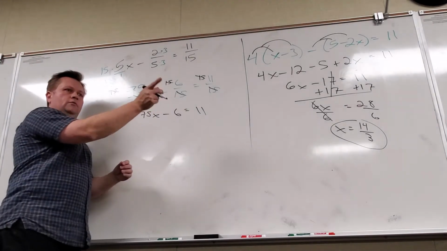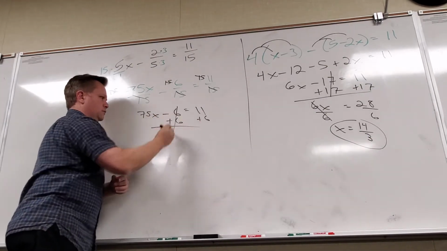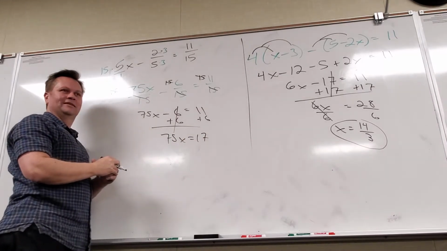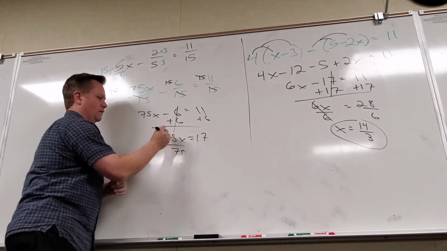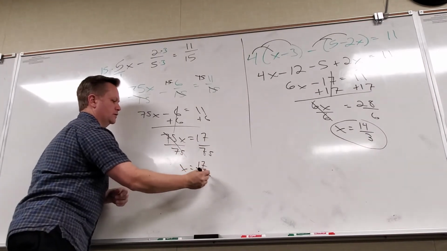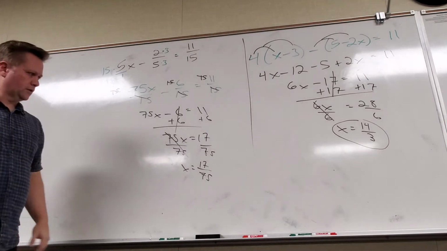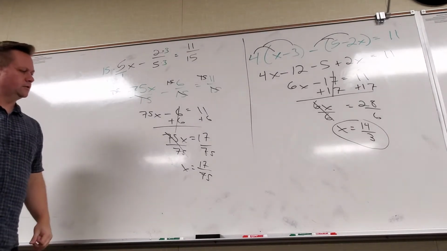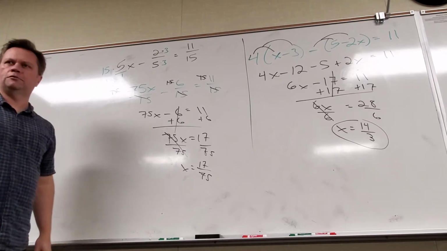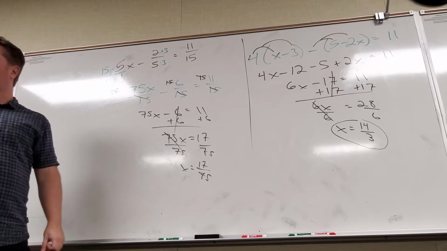And then, of course, yeah, say again. Yes, add 6 to both sides to cancel it, die. Okay. Divide by 75. So I get x equals 17/75. Is that actually? No, almost. Not quite. It won't reduce. How you guys doing? Are you all right?